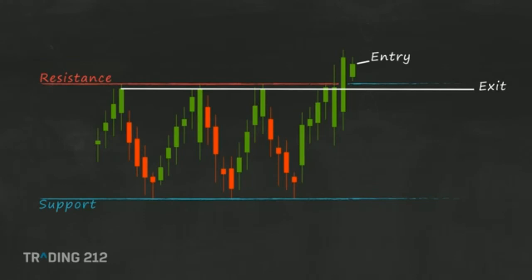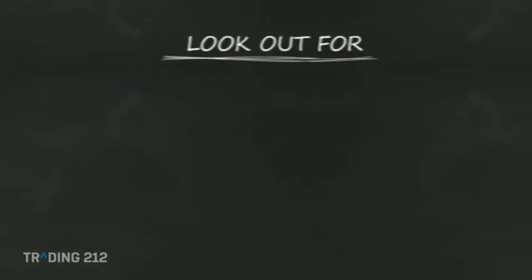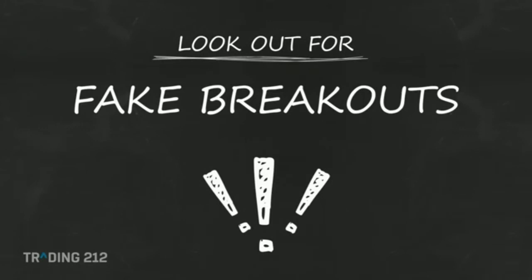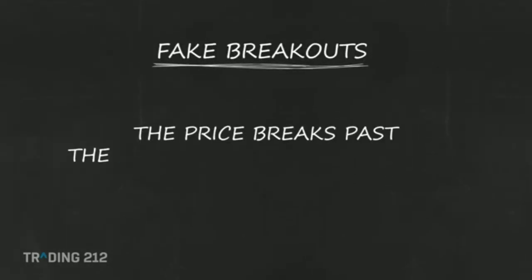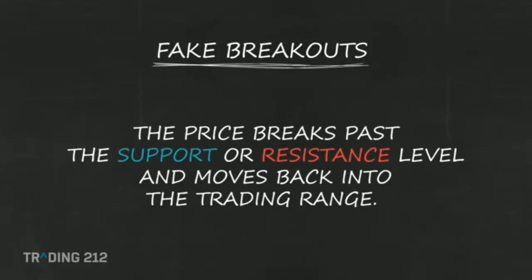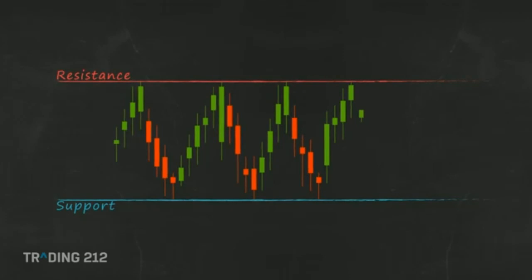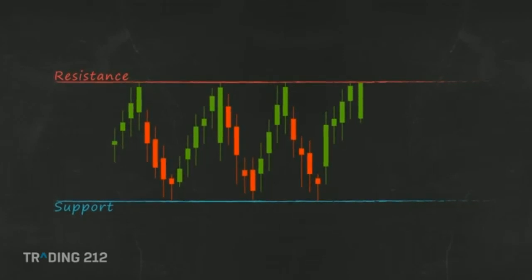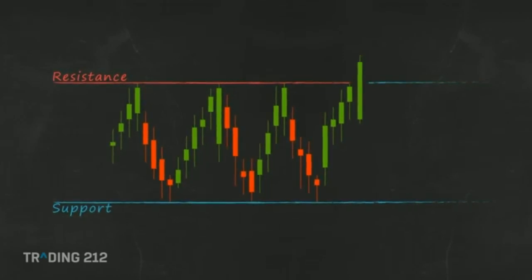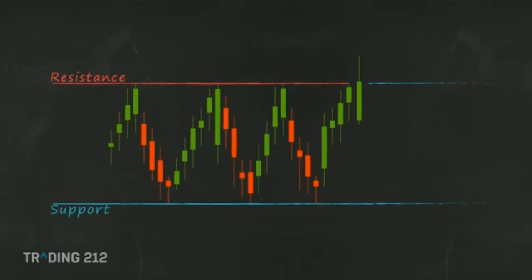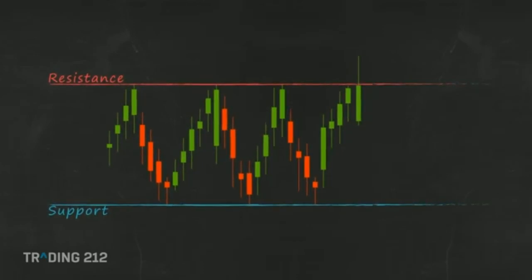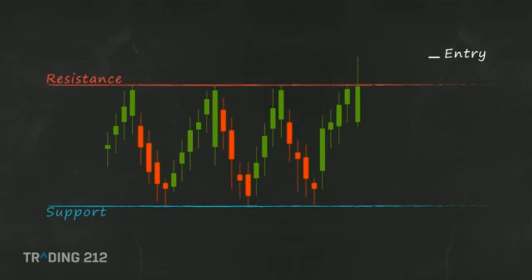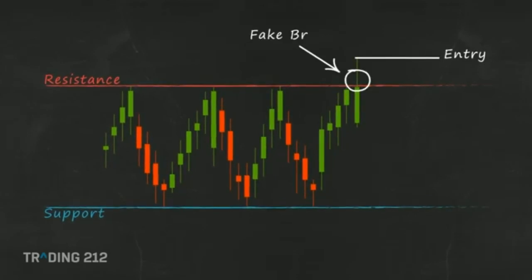One thing to look out for when trading breakouts is fake breakouts. Fake breakouts occur when the price breaks past the support or resistance level, but instead of continuing its movement, the price moves back into the previous trading range. So here we can see that the price breaks outside of the range but does not close above it. Instead, it returns back into the trading range and does not continue its movement upwards. So if you had placed your entry here, you would in fact have been caught in a fake breakout.